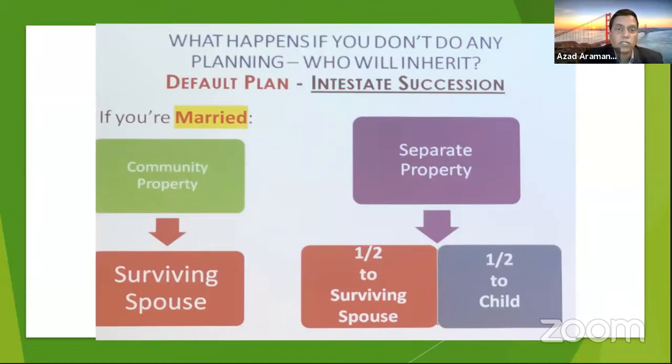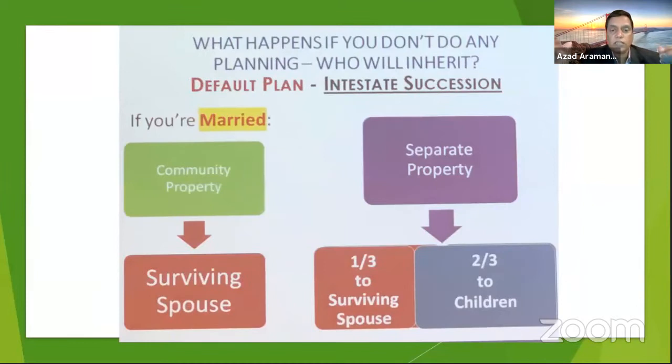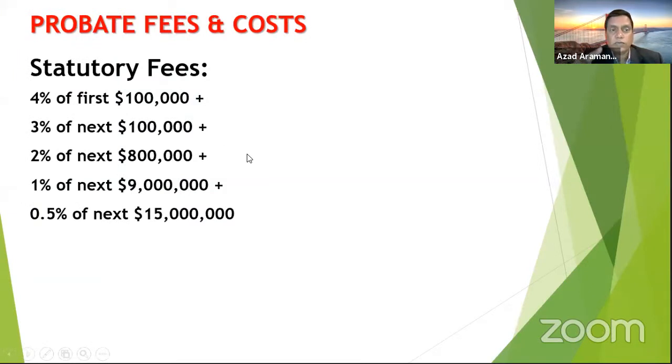What if there is more than one child? Then again, community property, which is jointly owned, automatically goes to the spouse. Separate property, which is owned by one person, he or she, has one third going to the surviving spouse and two thirds going to the rest of the children in equal portions. It is important to know how much in fees there will be, because it's going to be huge depending on what kind of estate we have.